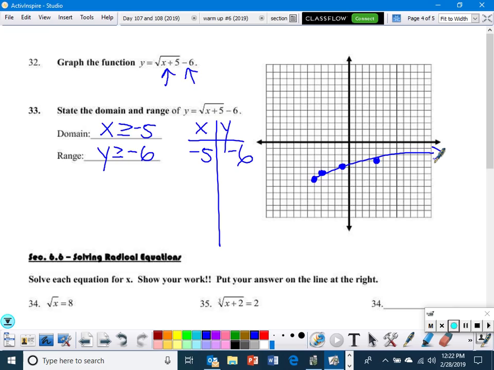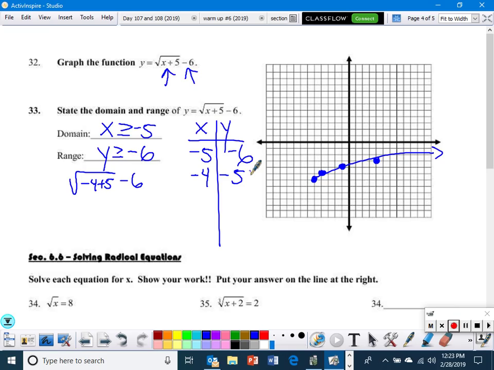You're going, huh? Why is that? All right, well, let's do this. So if I put negative 4 inside, we get 1, right? 1 minus 6 is negative 5. And that's the second dot.